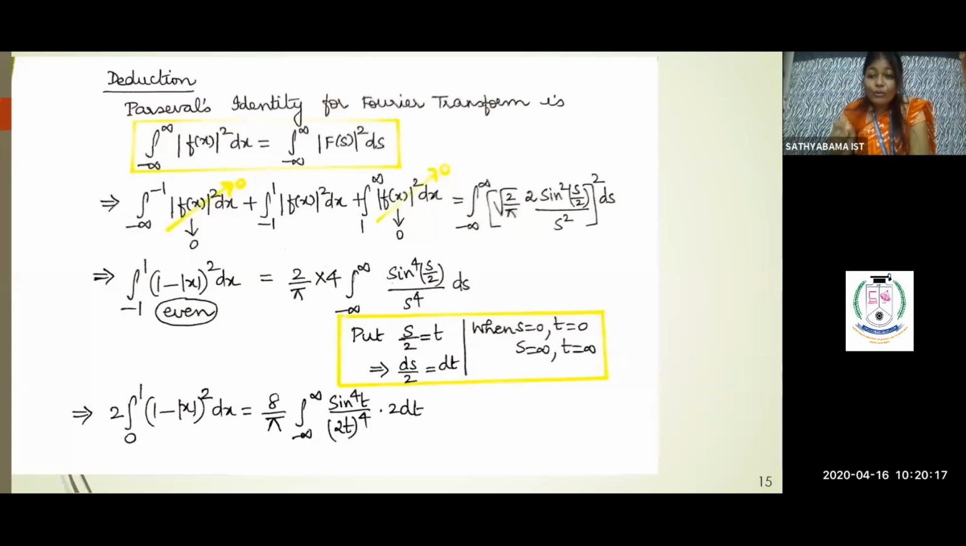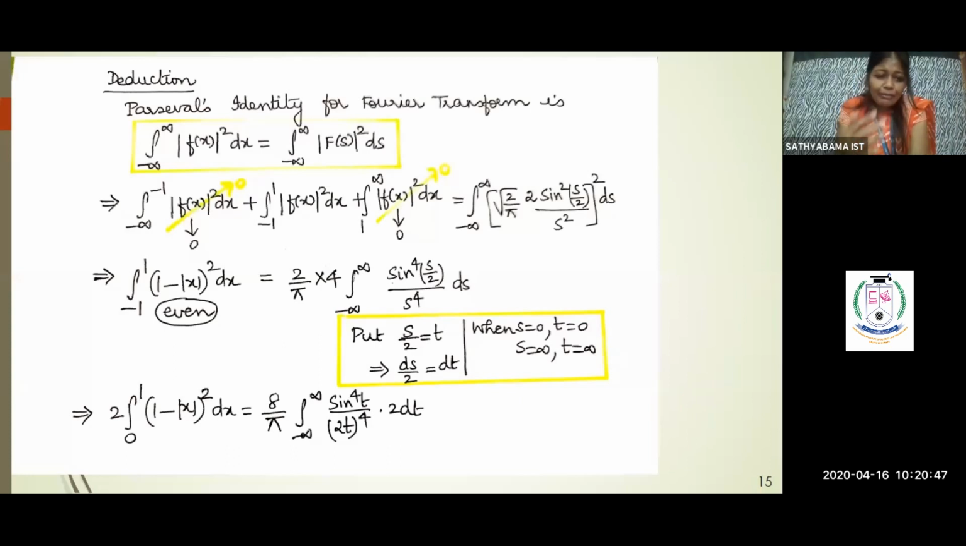So I go for a substitution. I put s by 2 as t. Can you understand why I'm doing this? Because in the question, you're asked to find sine power 4 t, but I have only sine power 4 s by 2. Okay, so that's the reason I put s by 2 equal to t. Then ds by 2 will be dt. And what will happen to the new limits? When s is 0, t is 0. When s is infinity, t is infinity. So there are no changes in the limits. Okay, so I hope you understand why I went for that substitution in the right hand side.